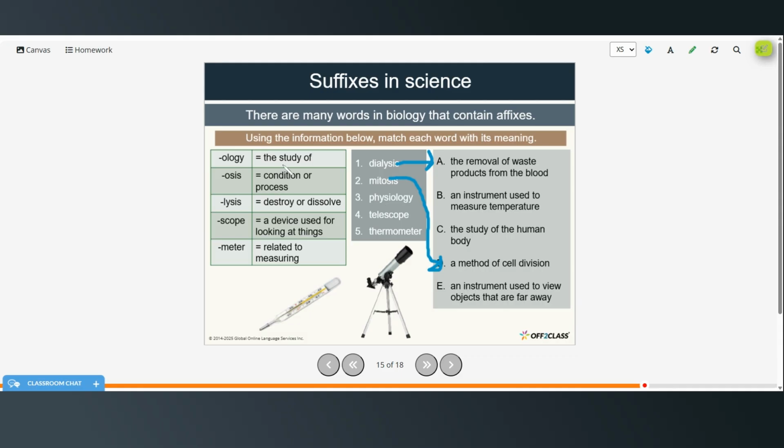Physiology, we know that ology is the study of something. So that would be C, the study of the human body. Telescope, we know that scope is a device for looking at things. So that would be an instrument that is used to view objects that are far away. And thermometer is related to measuring, so it's an instrument to measure temperature.